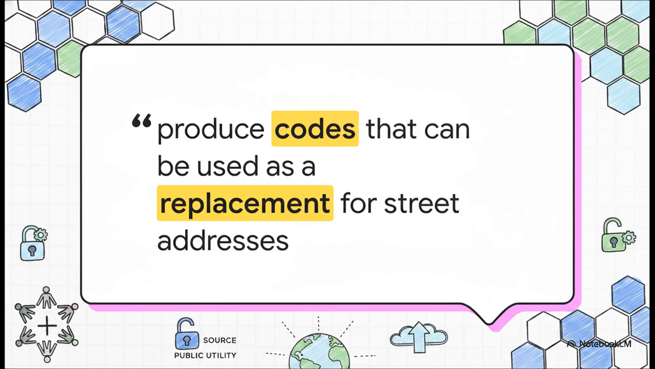The developers had an ambitious but really clear goal in mind. They designed the technology to produce codes that can be used as a replacement for street addresses, especially in places where buildings aren't numbered or streets aren't named. And since it's totally open source, it's language agnostic and completely independent of proprietary corporate databases. It is essentially a public utility for the digital age, just given away for free to make sure everyone on Earth can have a reliable address.